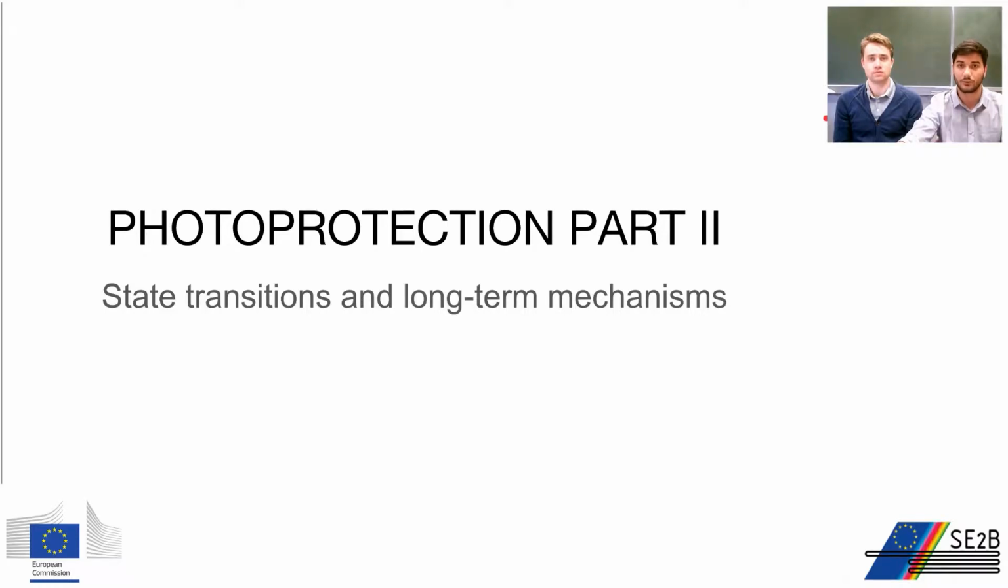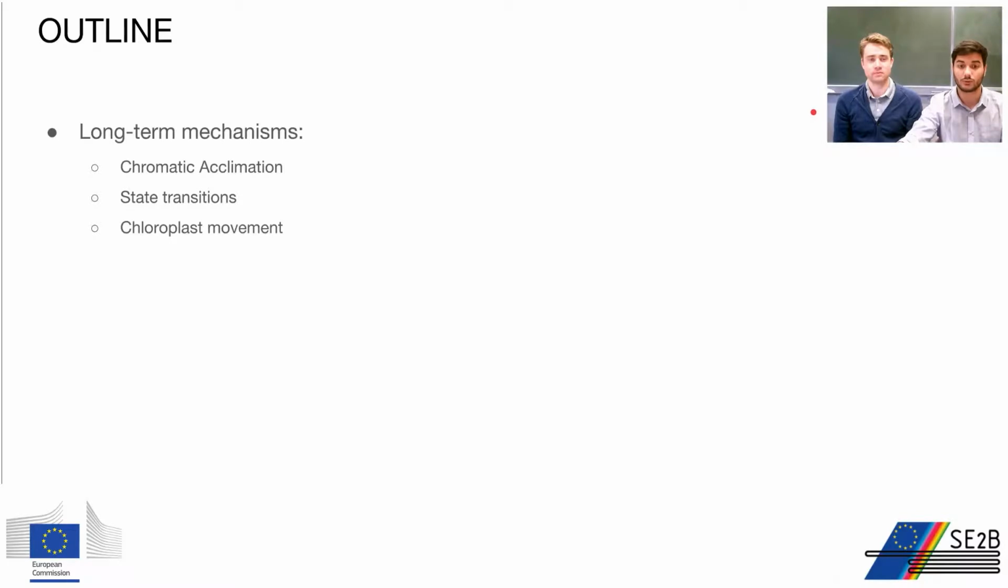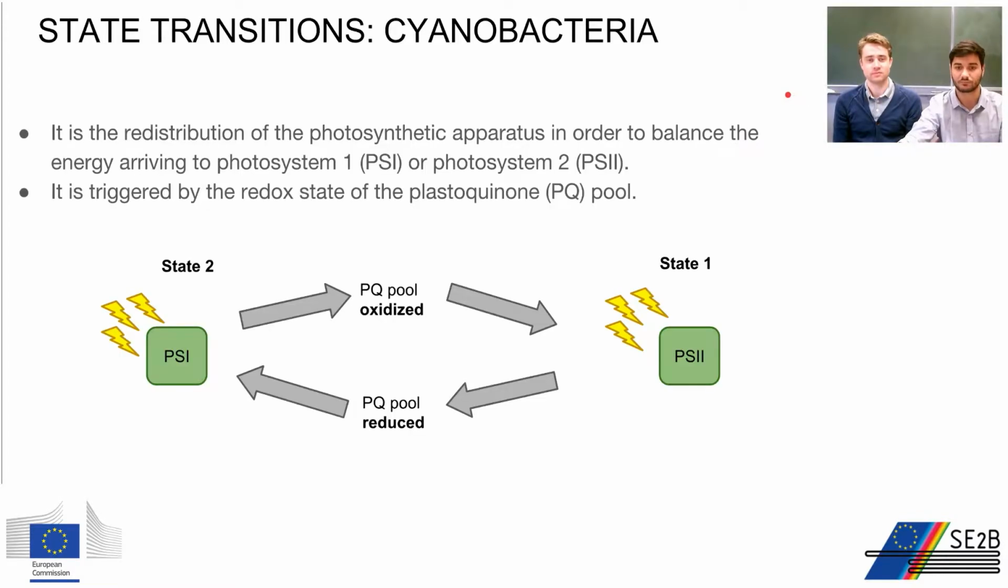In this video, we will continue with the photoprotection section. We will focus on long-term mechanisms like chromatic acclimation, state transitions, and chloroplast movement. In cyanobacteria, like in plants, state transitions is defined as the redistribution of the photosynthetic apparatus in order to balance the energy arriving to photosystem 1 or to photosystem 2.